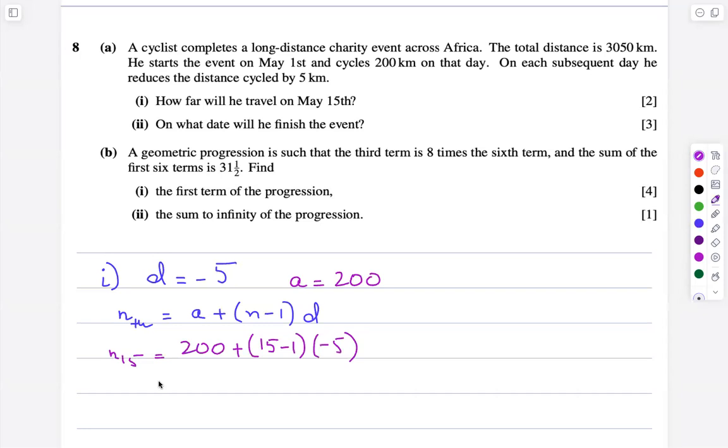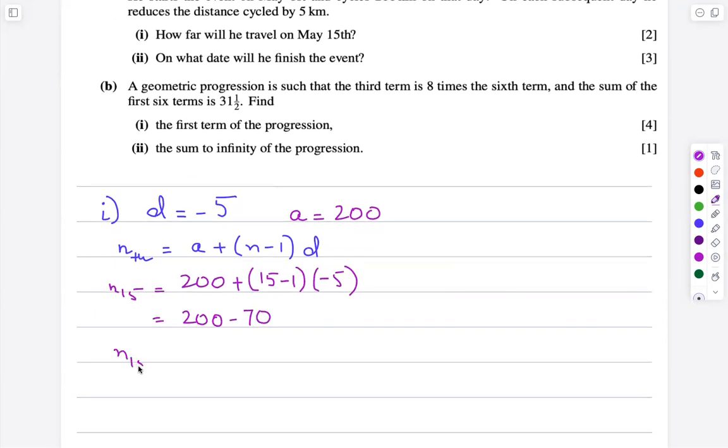So 14 into minus 5 is minus 70. So 200 minus 70 will be equal to 130. So on the 15th day, he will travel 130 kilometers.